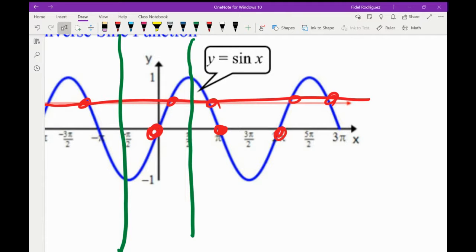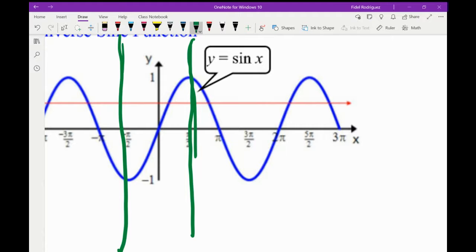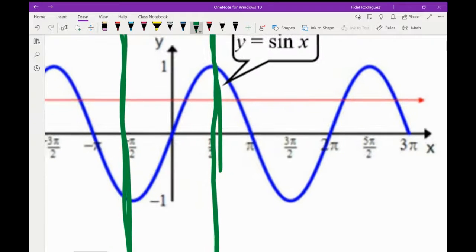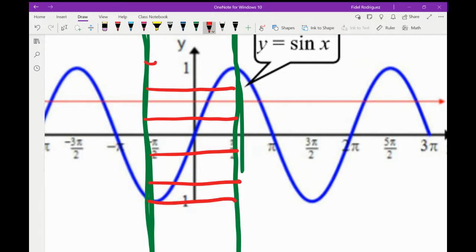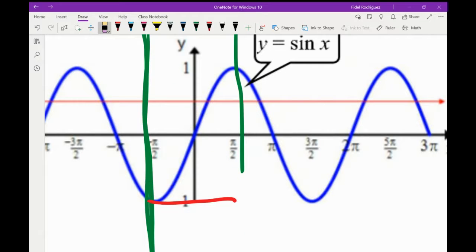Between here, if you disregard all this other business here, and we only look at this part right here, and I'm going to zoom in even more. That's about all I can zoom in. But all I want you to do is pay attention there. If I start drawing a horizontal line, how many times am I going to hit the graph? Just one. So the function has an inverse over the domain of negative pi over 2 and pi over 2.